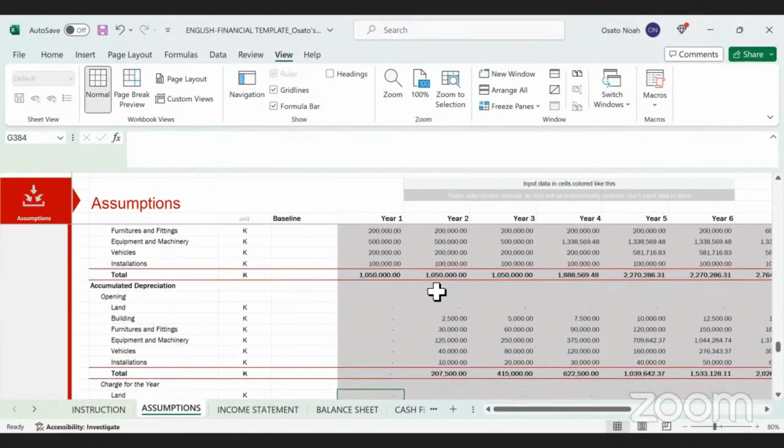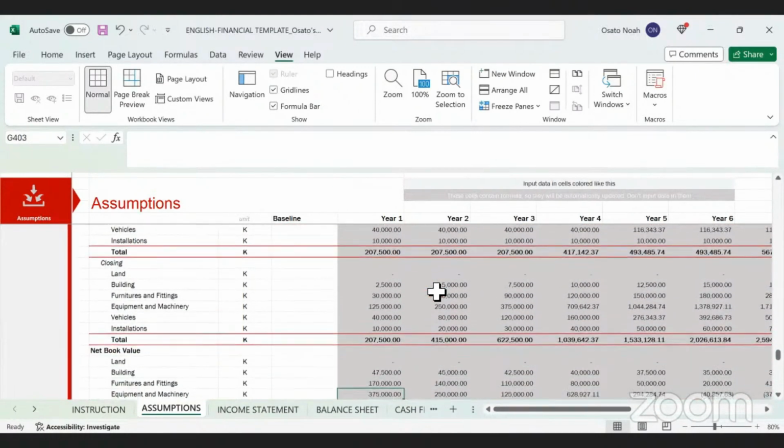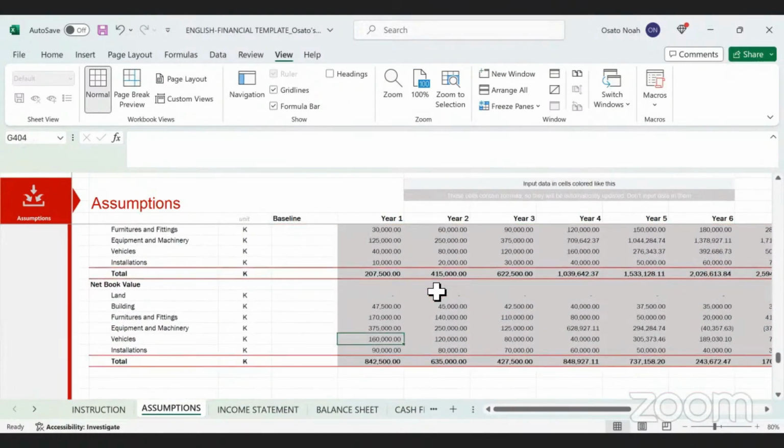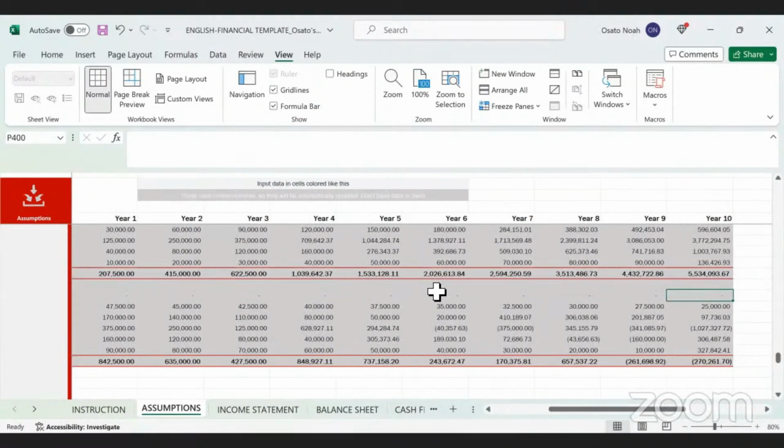No need to bore you with these details. We are not trying to make you a finance expert, but just for you to appreciate all that is happening here. At the end of the day, your net book value is, for all your assets after depreciation is applied, what their net book value will be at the beginning and then at the end.